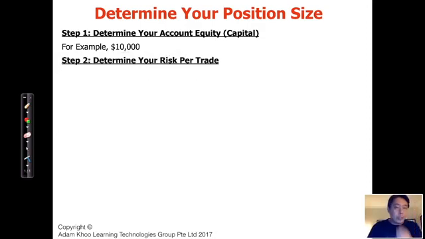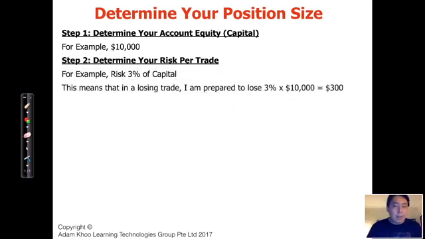And step 2 is you're going to determine your risk per trade. So in this case, let's imagine you're going to risk 3% of your capital, because you're more confident, more experienced. Again, once you upgrade to 3%, you can't go back. You've got to keep being consistent with that same 3%, right? So this means in a losing trade, you are prepared to lose 3% of your capital, which is $300.